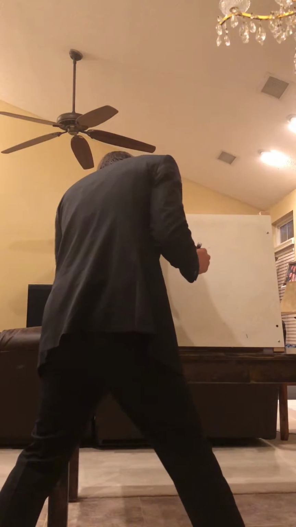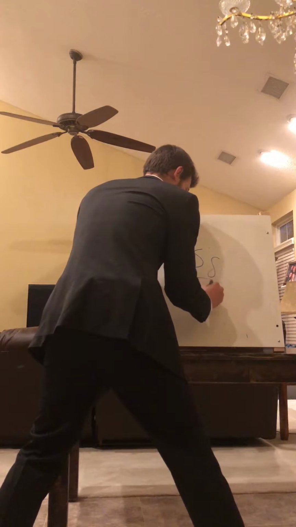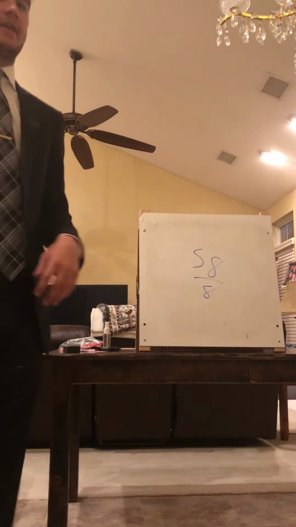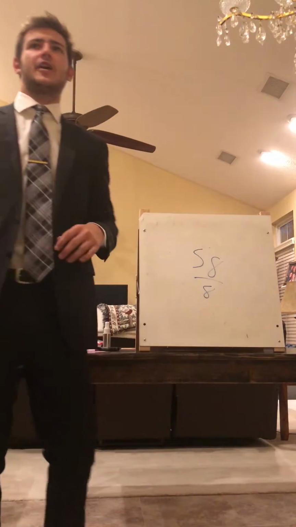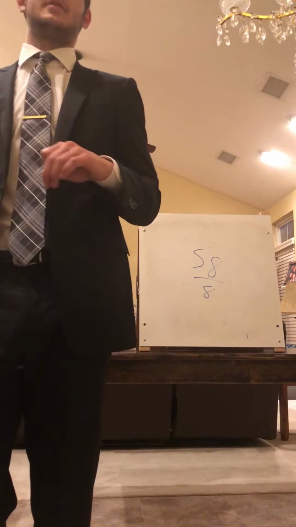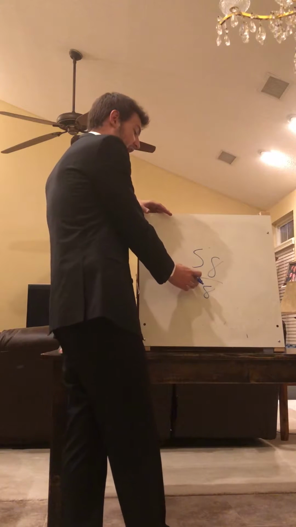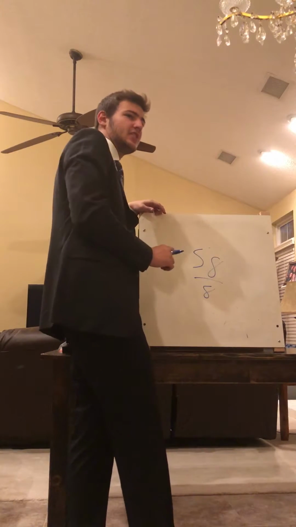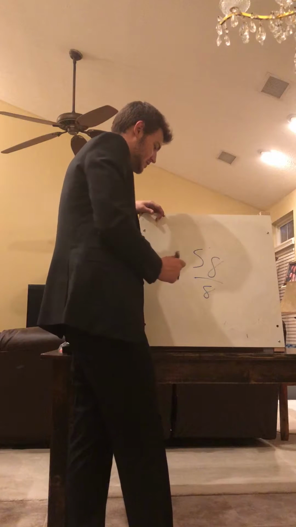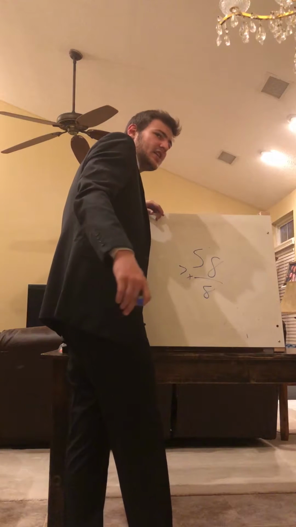All right, so we got 58 over 8. All righty. So, what's the first thing we have to do to find the mixed number for 58 over 8? Jason? That's right. We have to find out how many times our denominator can go into our numerator. And how many times can that go in, Casey? 7. That's right. So, where does our 7 go? Megan?